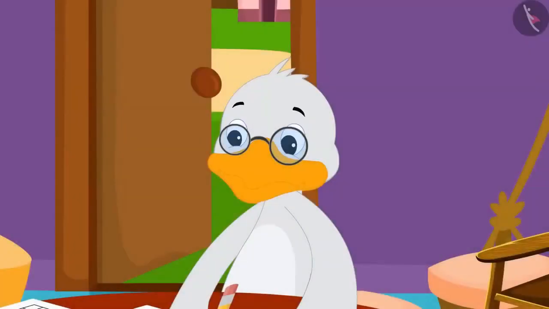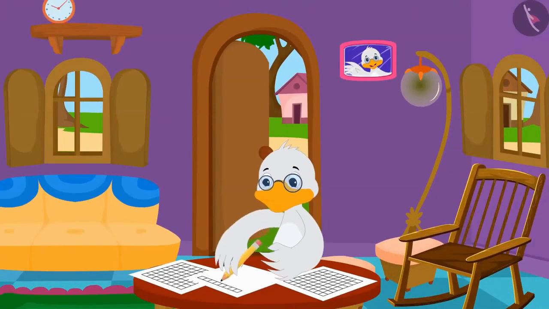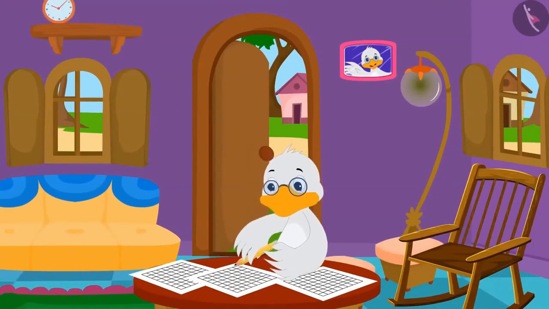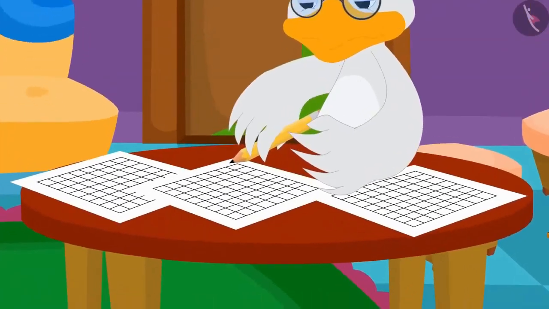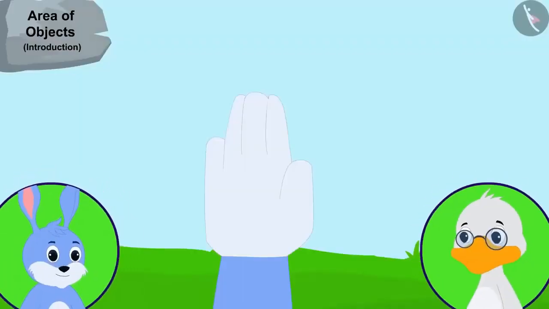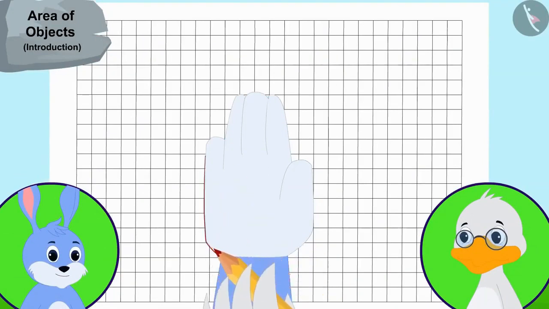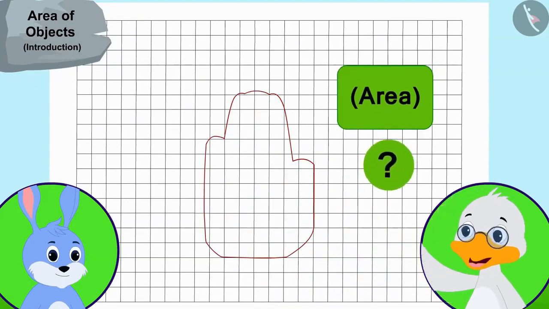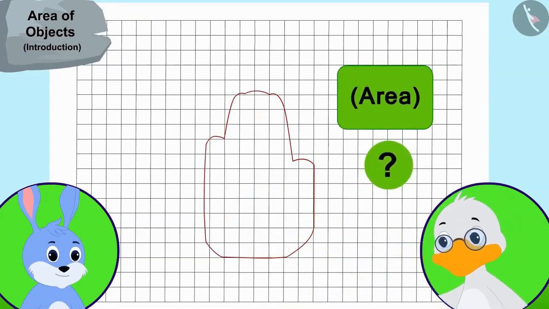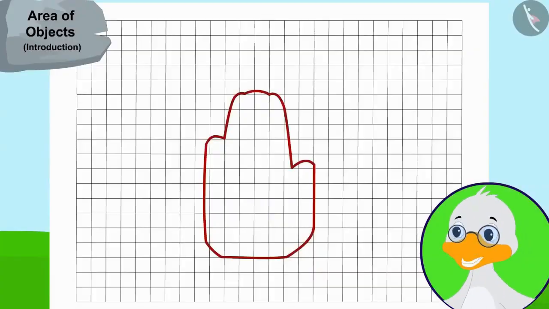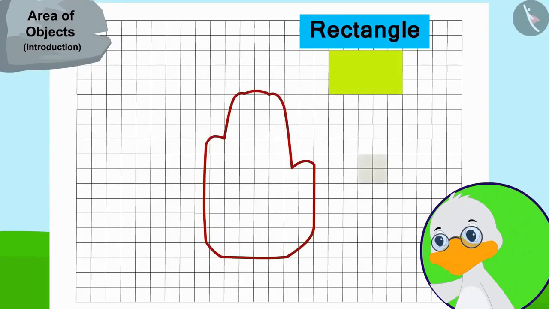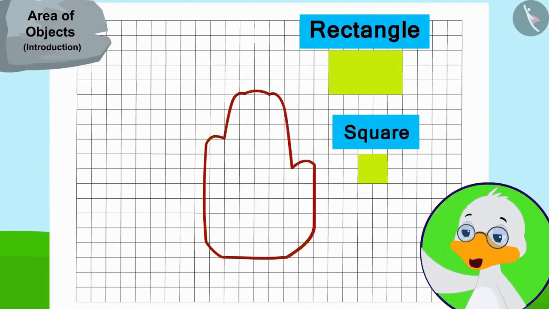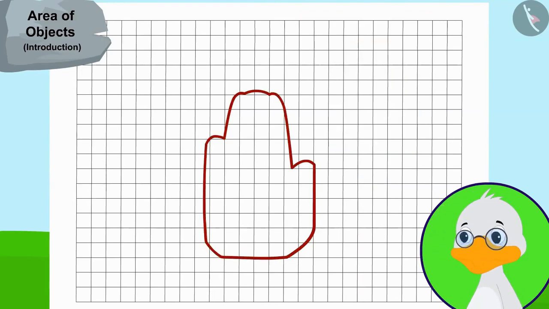Now, Uncle made grid papers using some other papers too by making equal squares of 1 centimeter long edges. Uncle first took the impression of Bunny's hand on a grid paper like this. I will need to find an easier process to find its area, thought Uncle. Let me first draw as many rectangles and squares as I can in this shape. Saying this, Uncle made 3 rectangles in this way in Bunny's hand impression.